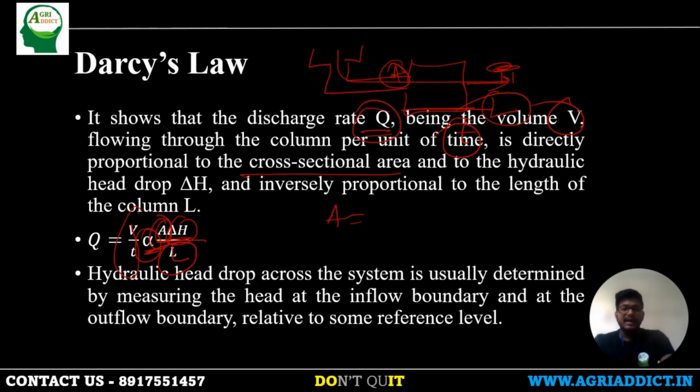So hydraulic head drop across the system is usually determined by measuring the head at the inflow boundary and at the outflow boundary relative to some reference level. So how will we measure that hydraulic head drop? By seeing the HI and HO, that is the inflow boundary and outflow boundary, with a reference level, so that we can know what the HI and HO are. Okay, we can know HI and HO by putting a reference level.